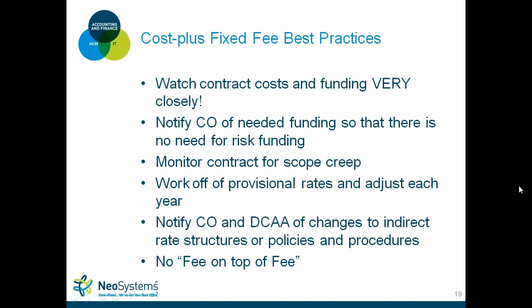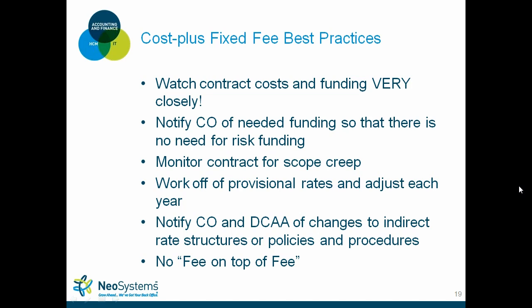So, best practices. Watch contract costs and funding very closely. If you have an accounting system that's able to distinguish between targeted rates or provisional rates and your actual rates, you have an advantage right there because you're able to monitor those costs. You're able to see where you're over or where you're under every month. And obviously the reason you need to watch your costs is that you don't want to be too over and you don't want to be too under your proposed rates. Again, notify the contracting officer of needed funding.